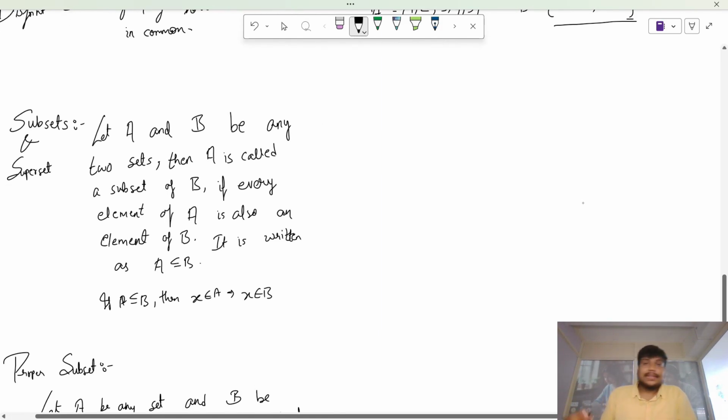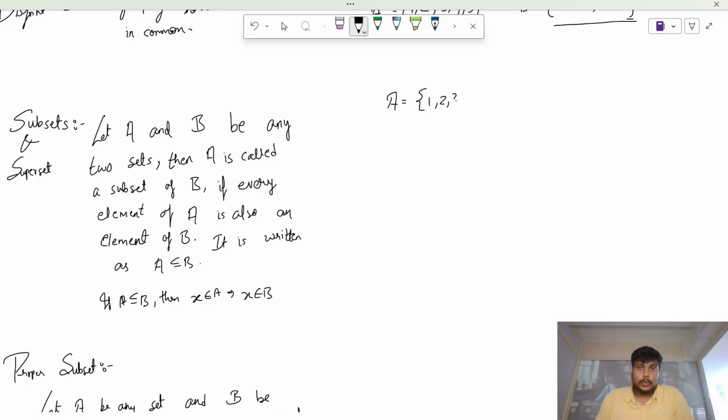Now, there has to be some sets. For example, 1, 2, 3, 4, 5. And let's say there is one more set: 1, 2, 3 up till 10. So the first 5 natural numbers is set A. The first 10 natural numbers is set B.